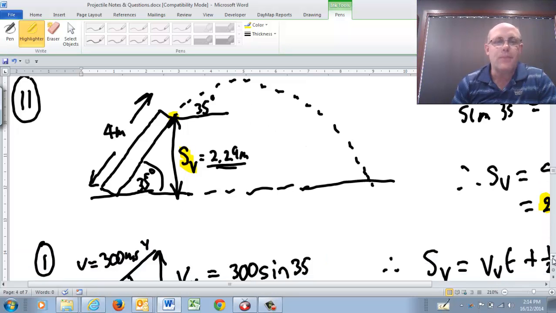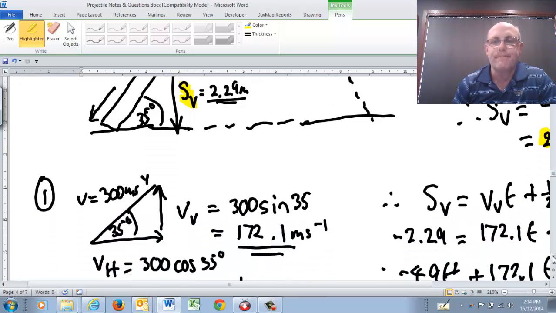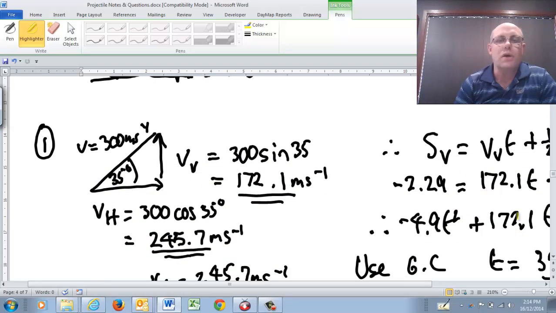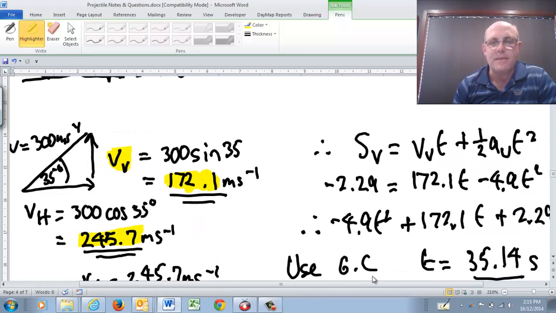The next part of the question says find the time of flight. It hasn't asked you to work out your initial vertical and horizontal components, but you have to do that if you're going to work out your time of flight. To work out the vertical component, we use our velocity, which is 300 meters per second at 35 degrees, and that gives you the vertical velocity of 172.1 meters per second. Doing the same thing, you could work out your horizontal velocity. You should be pretty used to that process by now. We look at that as being quite easy marks in a test.